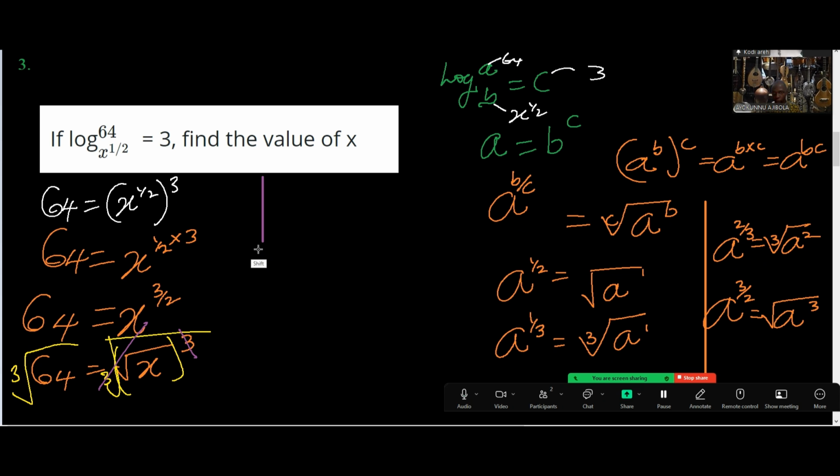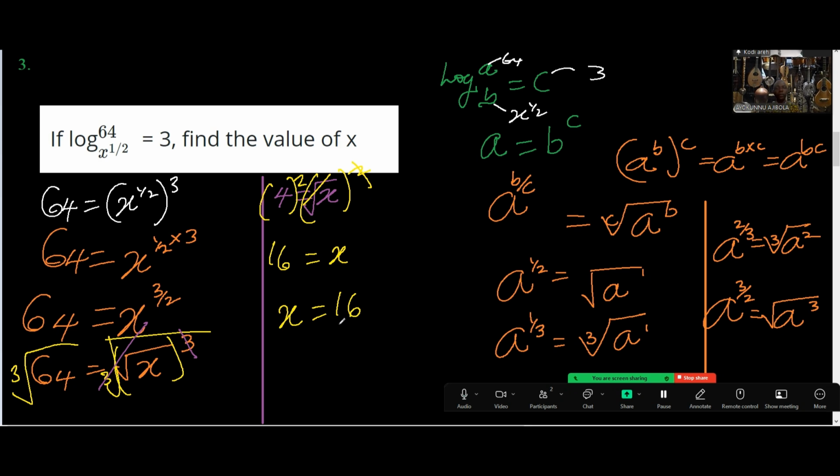So if the cube root of 64 is 4, then I have 4 equal to square root of x, because the power of 3 has been removed. Then the next thing is to square both sides in order to remove the square root. So I'll square this, then I'll square this. So this will cancel the square root, and I have 4 squared, which is 16, equals to x. So that means x equal to 16.